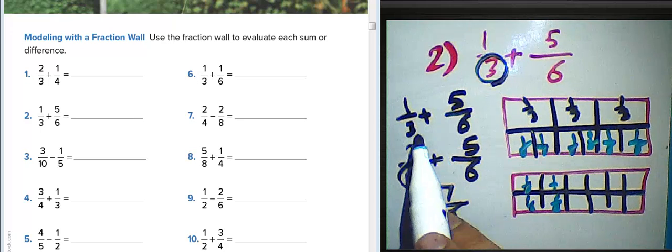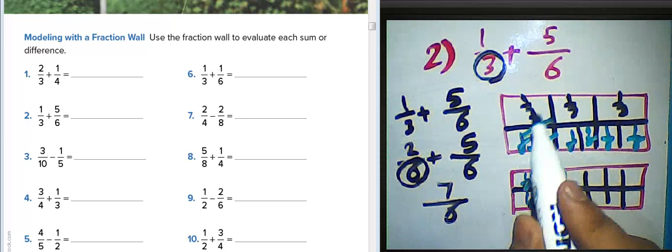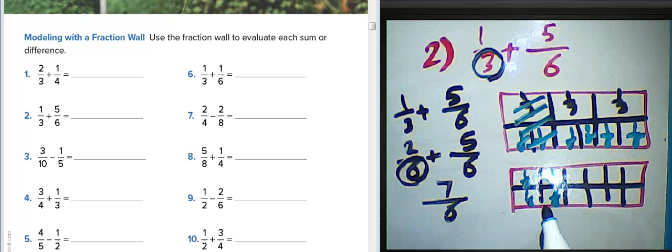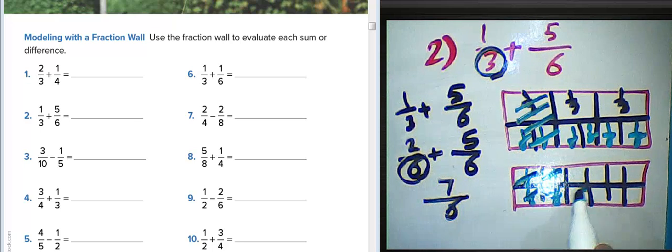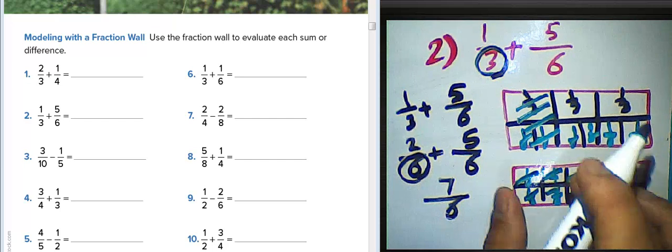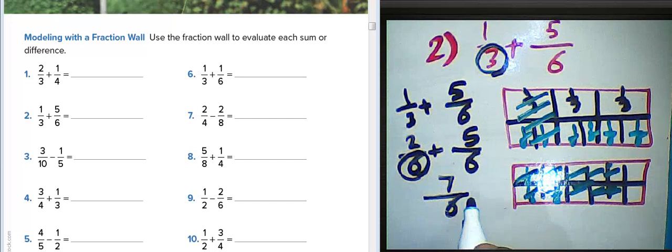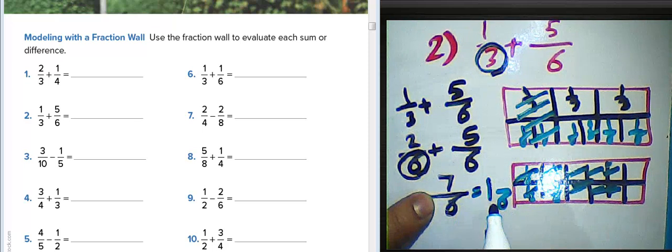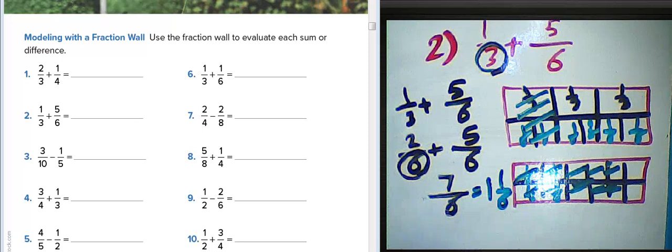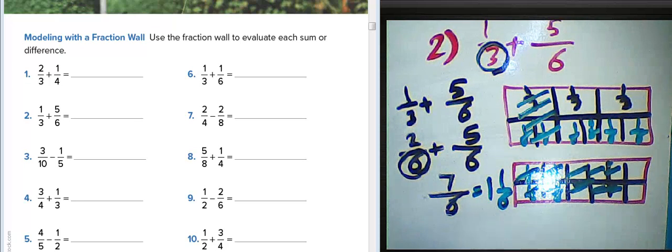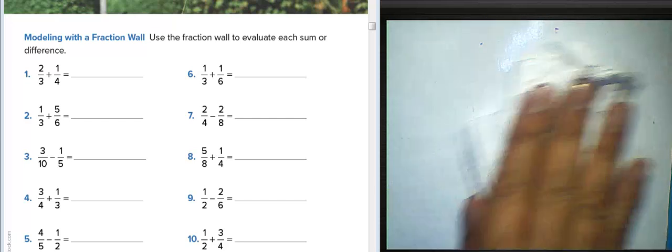Then we color the third here, this part will be colored, and 5 over 6, 1, 2, 3, 4, 5. Then we count all the parts here, and it will be 7 over 6. Then we must change it from an improper fraction to a mixed number. 7 over 6 equals 1 with remainder 1. The result will be 1 and 1 over 6. That was question number 2. Look at question number 3.